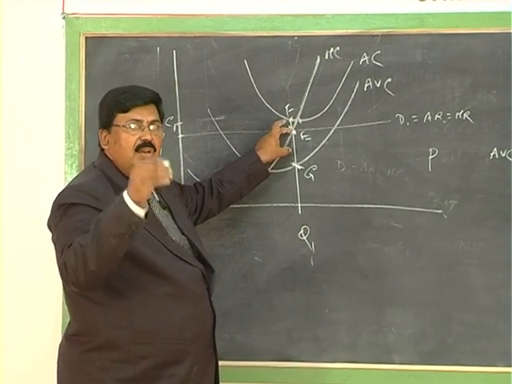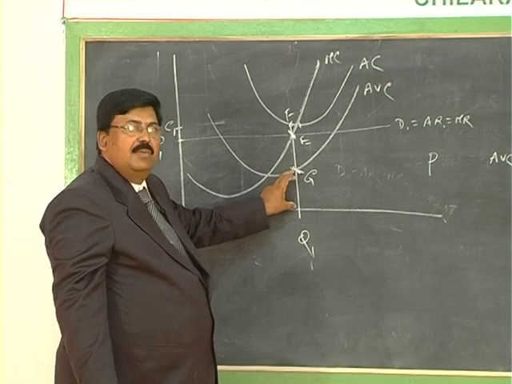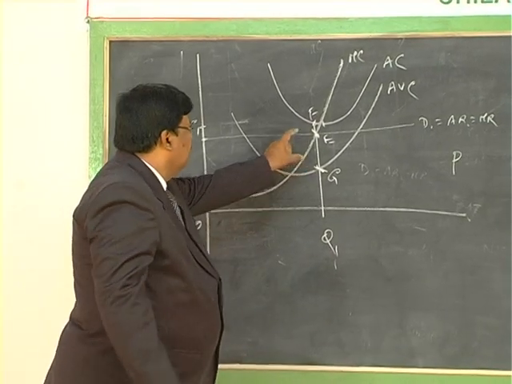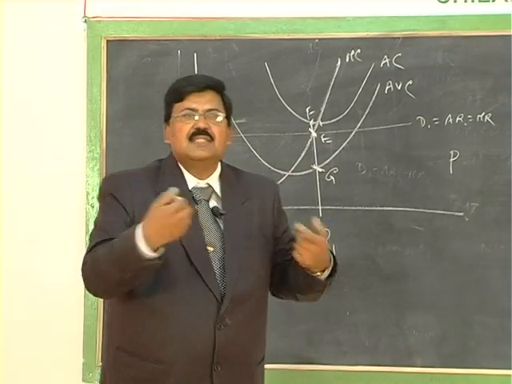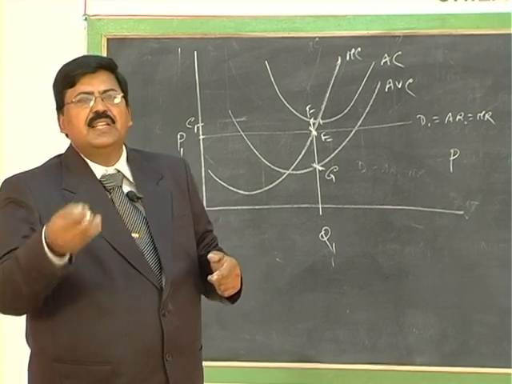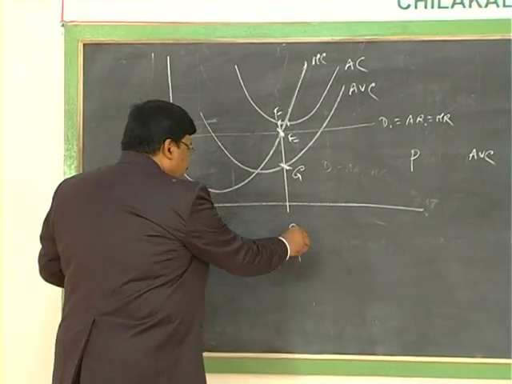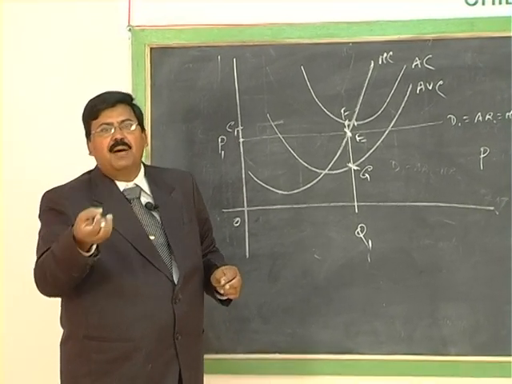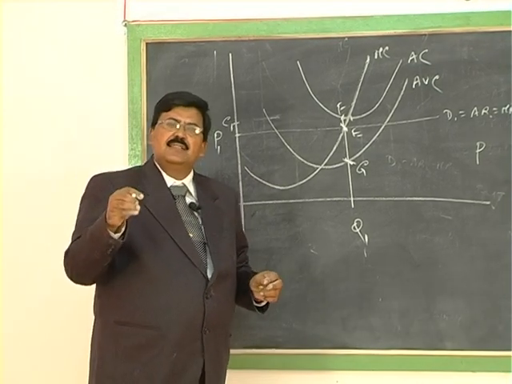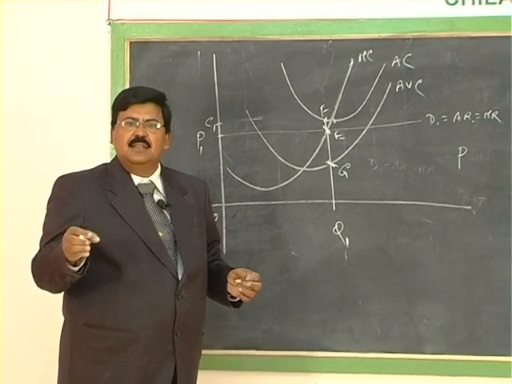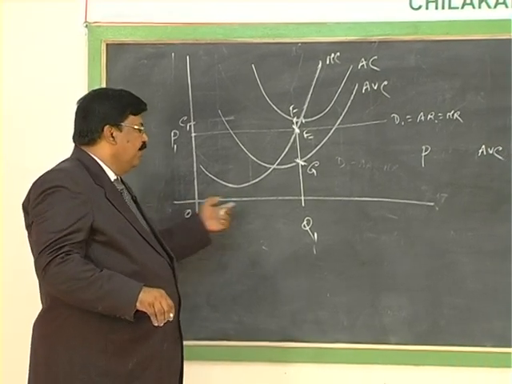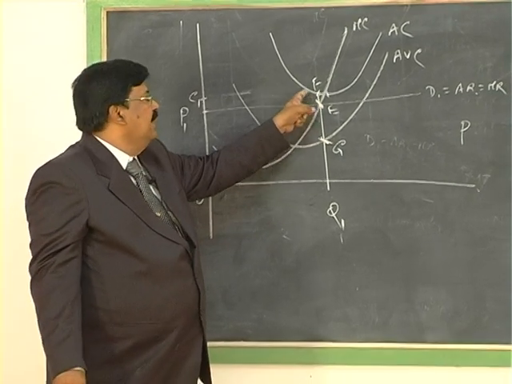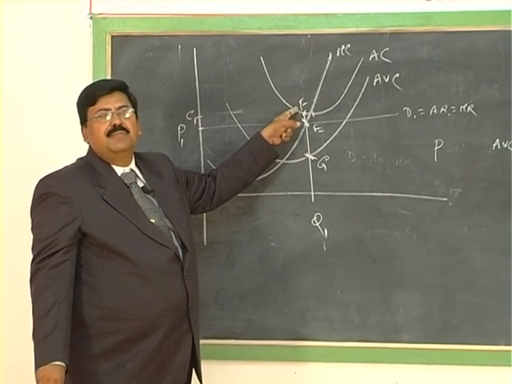You are not only able to recover variable cost, but also a portion of the fixed cost is also recovered. That is the EZ amount per unit of fixed cost is recovered. This is contribution towards the recovery of fixed cost. By producing OQ1, you are reducing the loss. You are able to recover a part of fixed cost component which would otherwise become a loss, total loss. So the loss is minimum by way of producing OQ1, even though the price is less than minimum average cost.